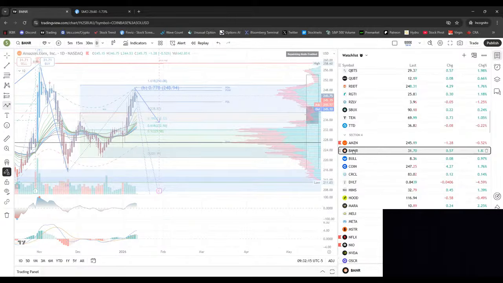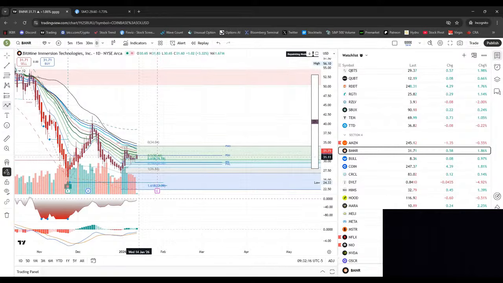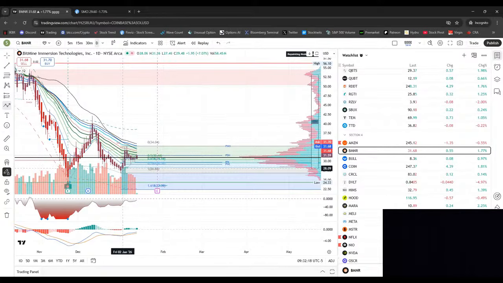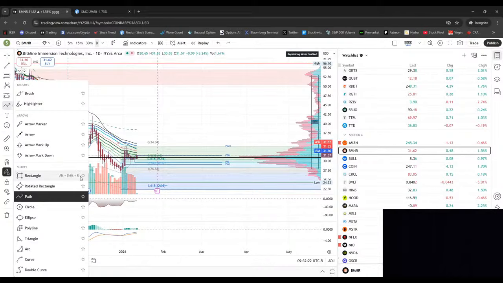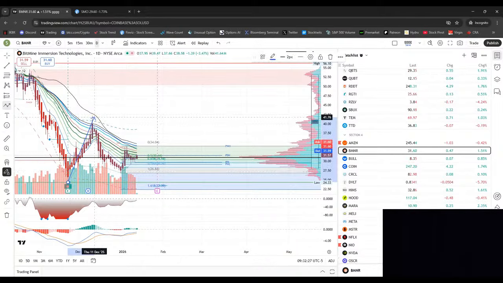Okay, BMNR bullish 31.72. This will definitely break out bullish because we have the price marking the higher low in this area right here. This is confirmed bullish breakout right here, like this one, double bottom and up.